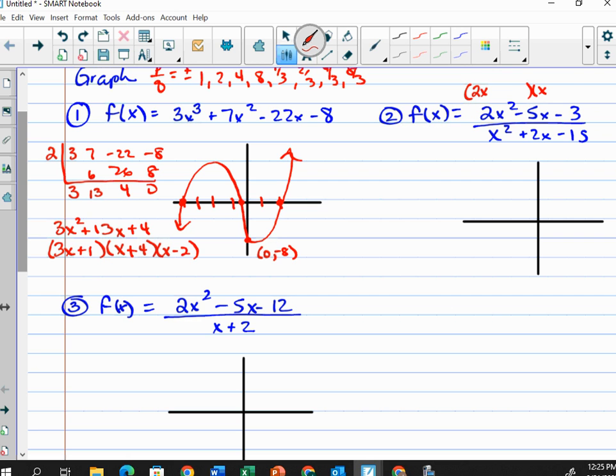Let's see, maybe 2x plus 1, x minus 3, over x minus 3, x plus 5. So guys, right away, what do we see that we have? A hole. Okay, coordinates of the hole: 3, 7/8.